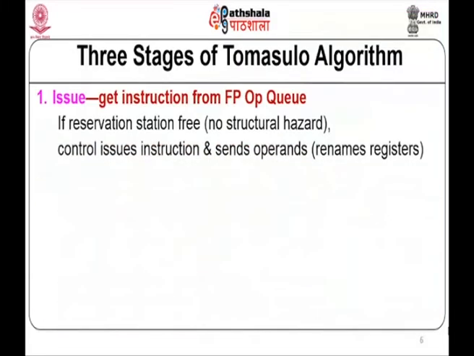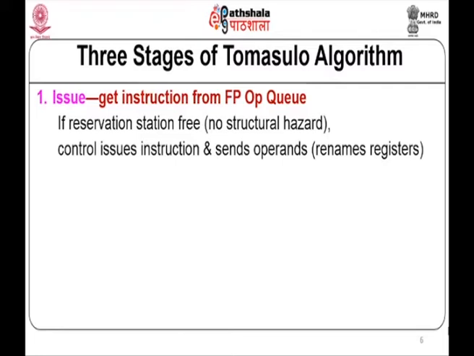So if you look at the 3 stages of the Tomasulo algorithm, the first stage is the issue stage, where we get the instruction from the floating point queue. And because it is a queue that is maintained, it is always removed from the top of the queue, or on a first come first serve basis.